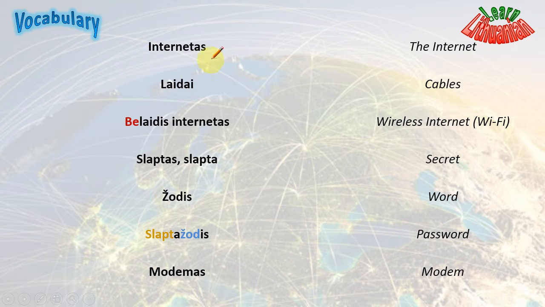Internetas, laidai, belaidis internetas. Be means without, so belaidis is wireless, laidas, laidai, cables. Slaptas, slapta, masculine, feminine, it's the adjective that means secret.